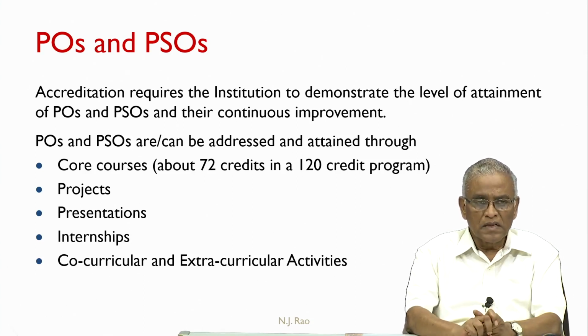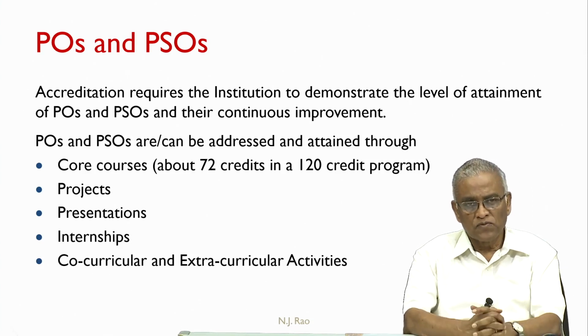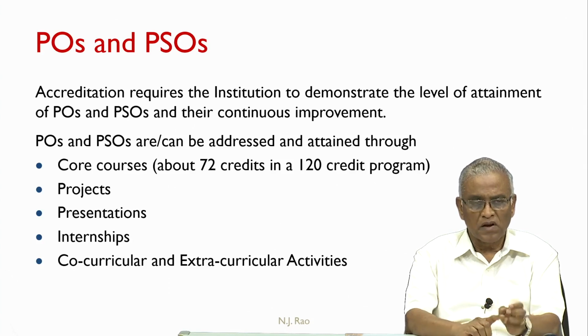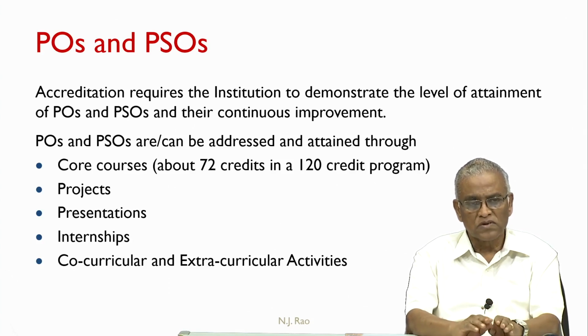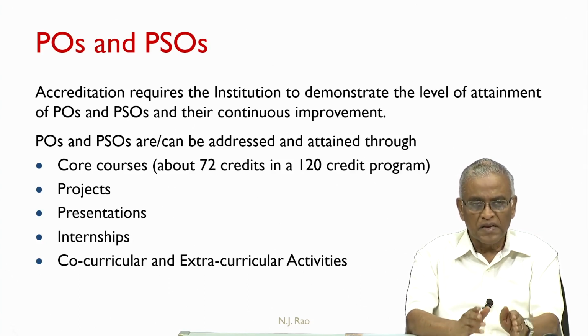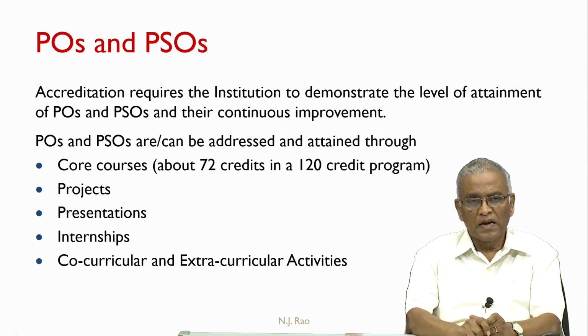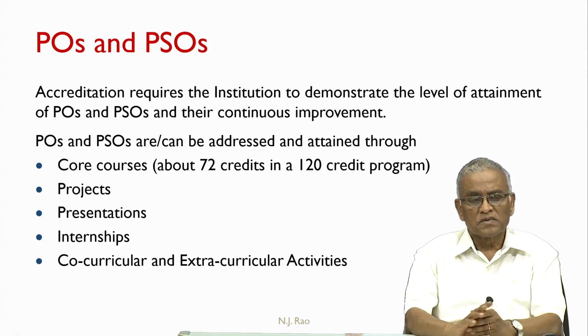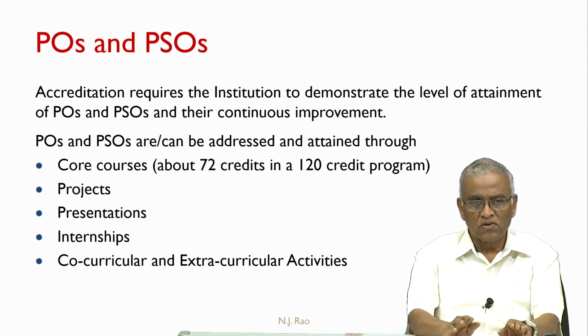Another point is that POs and PSOs can be addressed and attained through core courses. Core courses are compulsory courses, which all students of the batch will have to take. As per the current UGC norm, 72 credits in a 120 credit program constitute the core courses. A university may slightly deviate from that, but cannot deviate significantly.